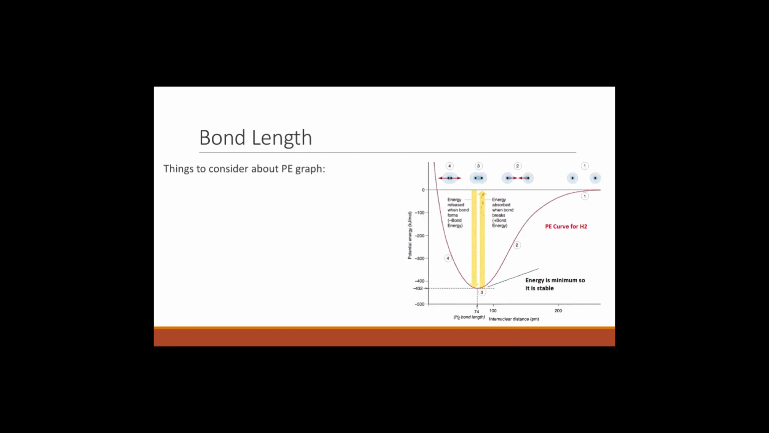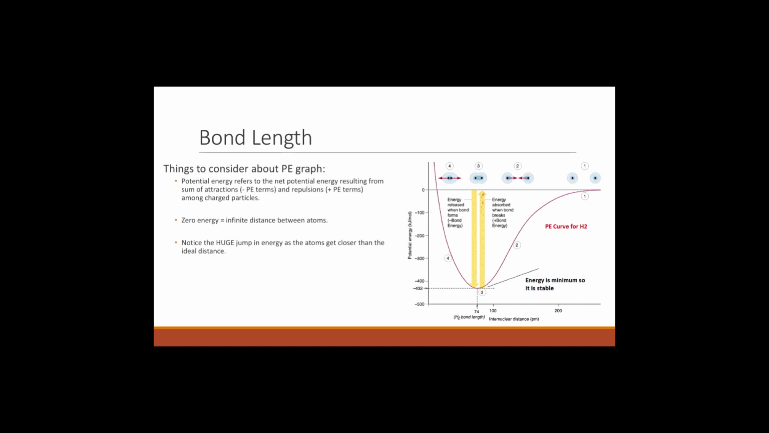Some things to consider about this potential energy graph. First, potential energy refers to the net potential energy, resulting from the sum of the attractions and the repulsions among the charged particles, the protons and the electrons. Also notice that at zero energy, we essentially have infinite atomic distance, meaning the atoms could be infinitely apart. That will give us a zero value for potential energy.